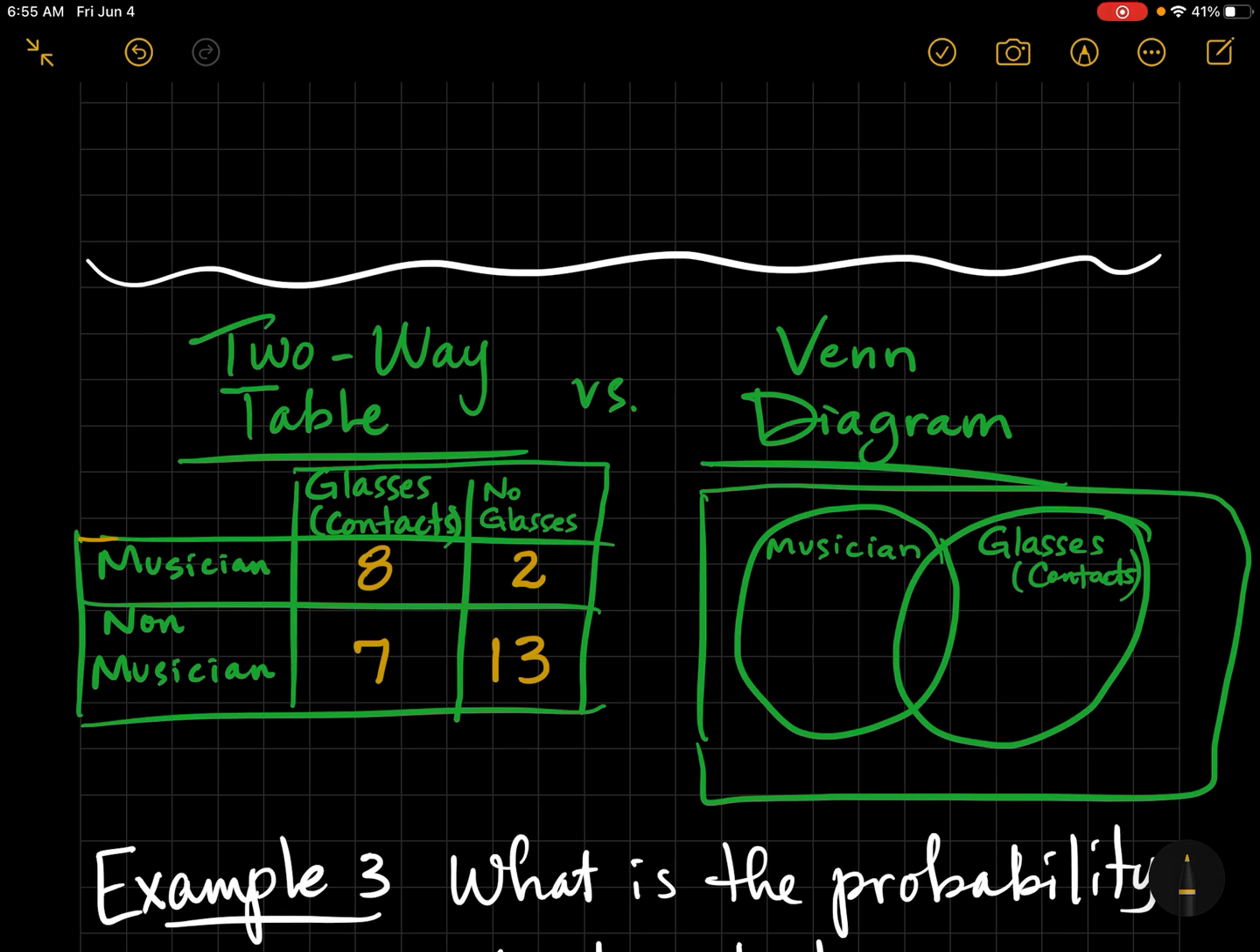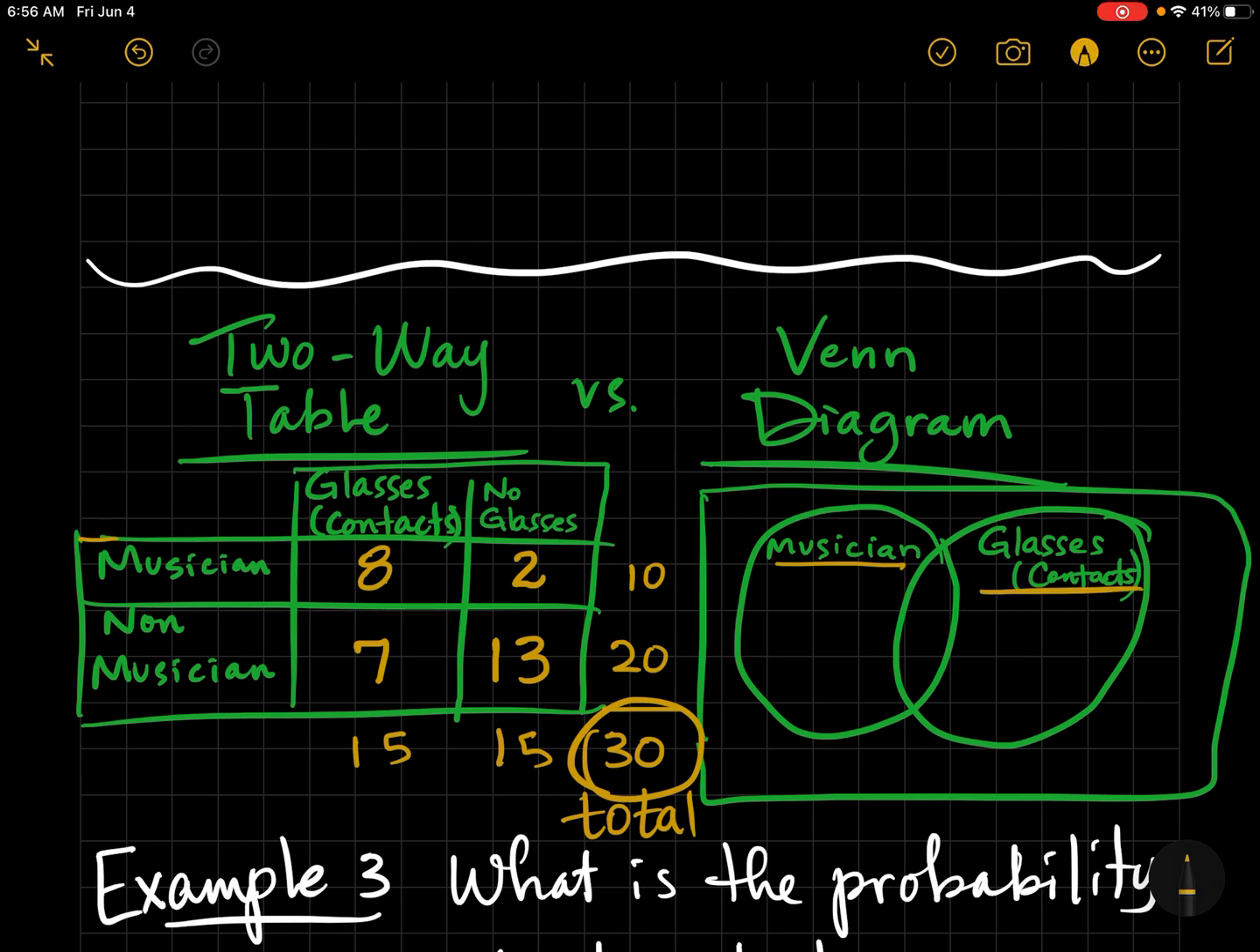Assuming that everyone participated and answered, how many people were there surveyed? Well, you could add all these numbers up. 8 plus 2 is 10, 7 and 13 is 20, so that's a total of 30. And you can always add across, and your numbers should check out, or you could add down and across, and your numbers would check out. But there's 30 people total. That's a tongue twister. Oh my gosh. 30 people total.